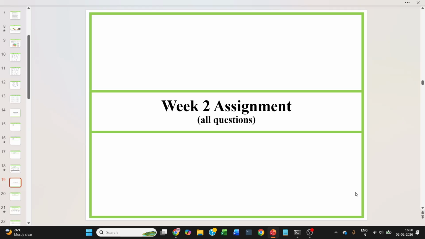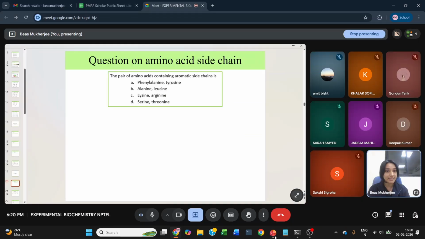Okay. Now we go into the week 2 assignment. So we will start and you will try to answer. Okay. So a pair of amino acids containing aromatic side chain. So what are these aromatic side chains? Aromatic side chains are ringed side chains with double and single bonds. Conjugate rings are there, alternating double and single bonds.